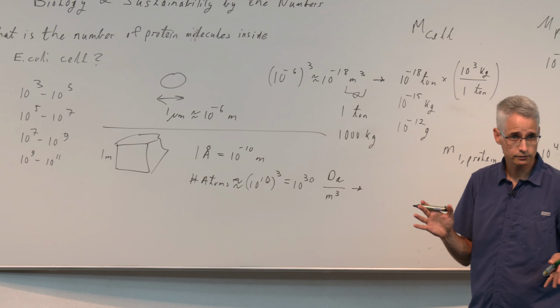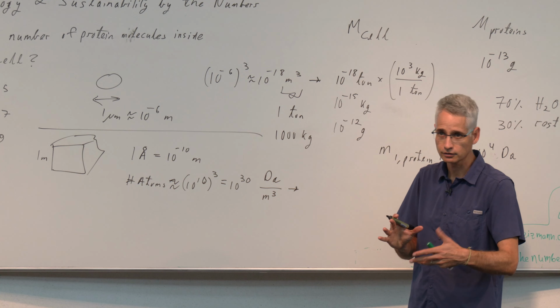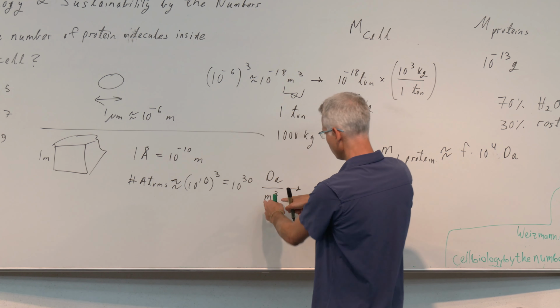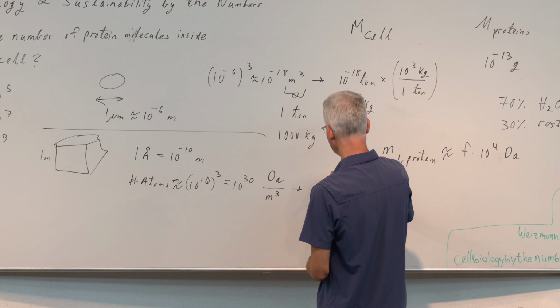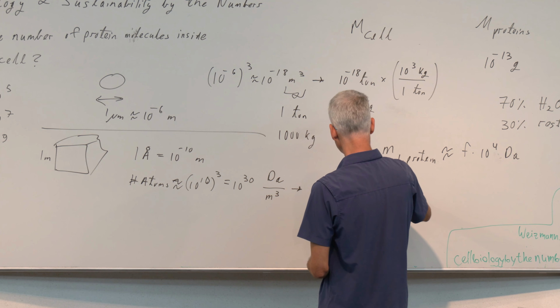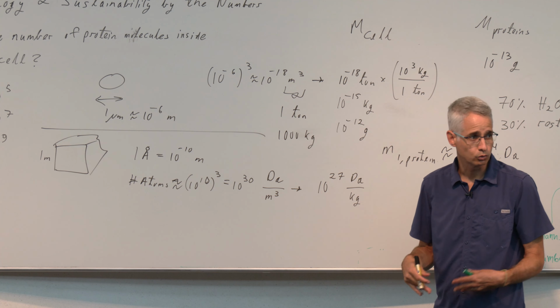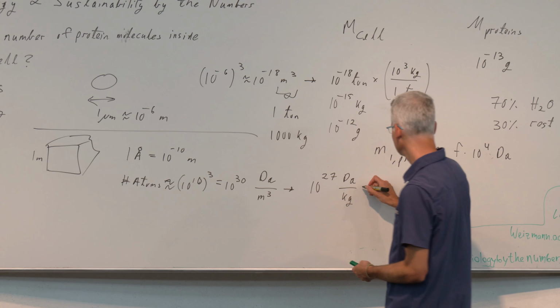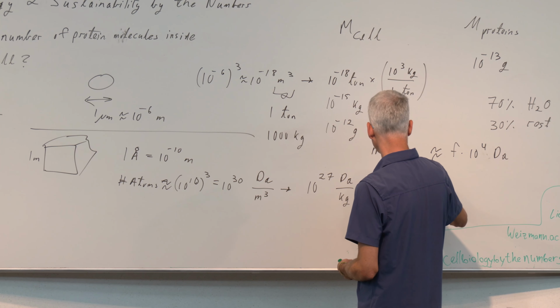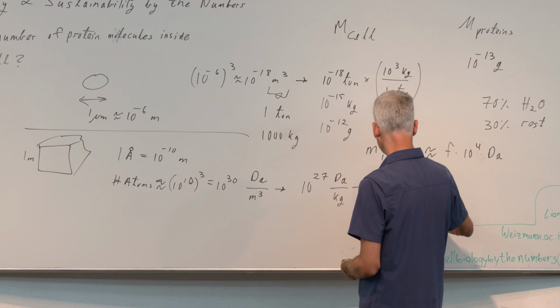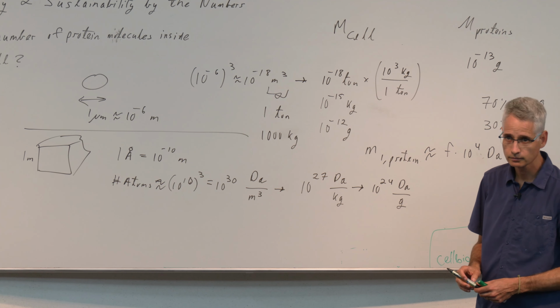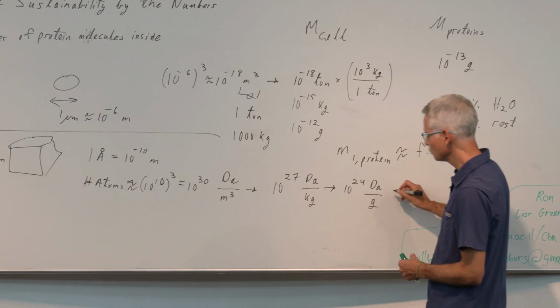So now I want to go into a kilogram, or that's a liter. If I want to go from meters cubed to a kilogram, that would be 10 to the 27 Daltons per kilogram. And if I want to go to a gram, which is what I was looking for, it's 10 to the 24 Daltons per gram. And so I have 10 to the 24 Daltons in 1 gram.